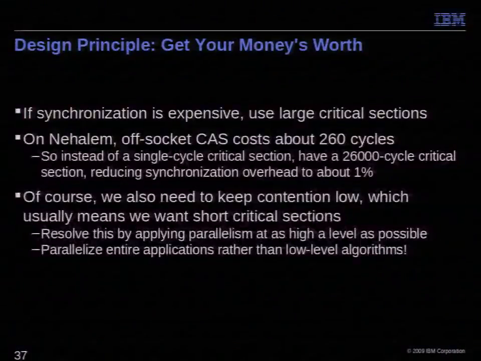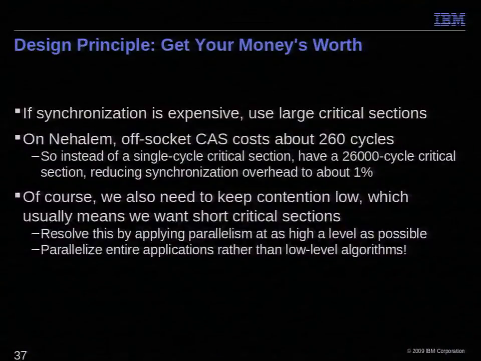So the idea is that off-socket is about 260 cycles, so let's just have a 26,000 cycle critical section. At that point, our synchronization overhead is 1%, and at 60 CPUs, it's negligible. It'd be really good. Except that we want to keep contention low, and the standard way to keep contention low is to keep the critical sections short, right? So we have kind of a conflict in what we want to do.